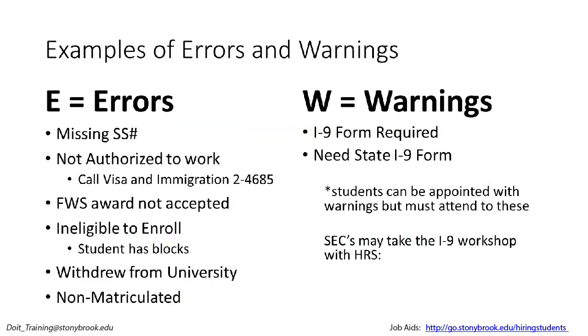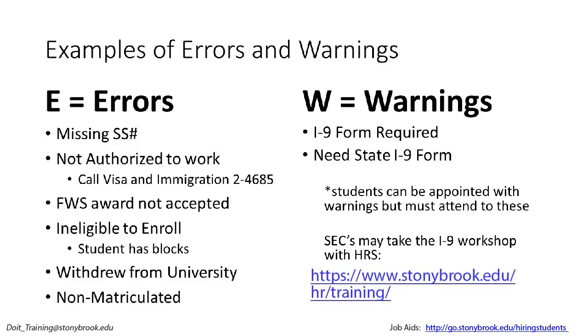Some examples of errors are missing Social Security number, not authorized to work due to visa and immigration issues, federal work study award is exhausted, ineligibility, withdrew from the university, or is not matriculated. Warnings usually consist of I-9 issues. Also, SECs may take the Human Resources I-9 workshop to learn more.